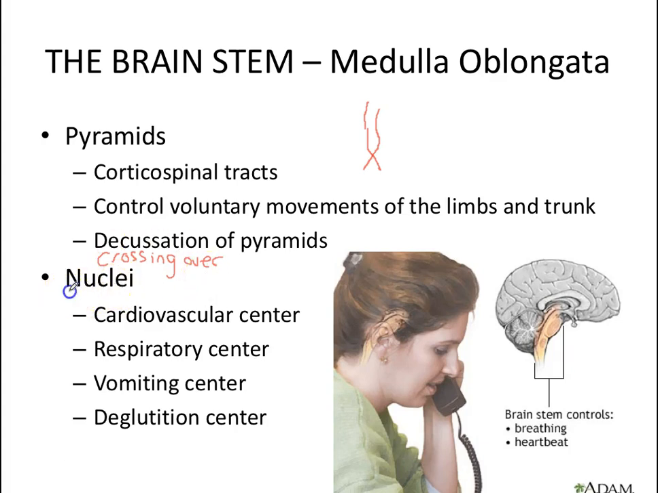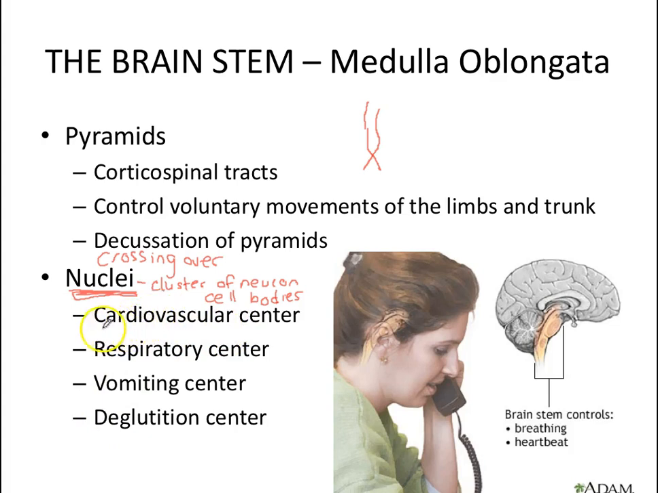And then here's the other term we learned about in one of the previous lectures: nuclei. As a reminder, a nucleus is a cluster of neuron cell bodies. When you have a cluster of neuron cell bodies, usually they're going to have a specific function. So these nuclei, you can see here, there are 4 of them, and they're going to control 4 different things.